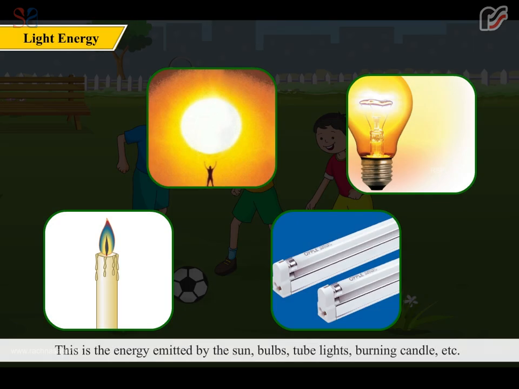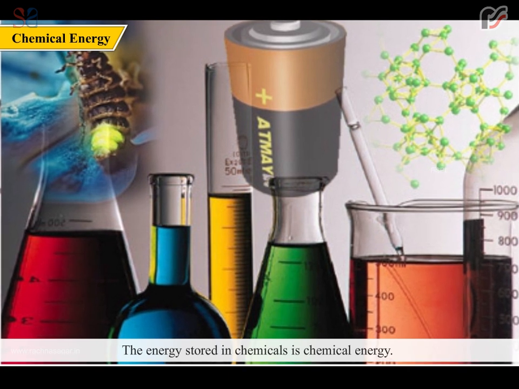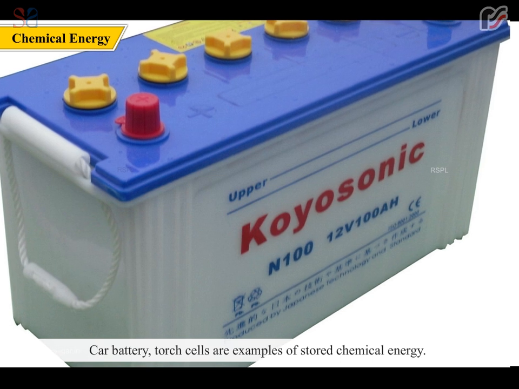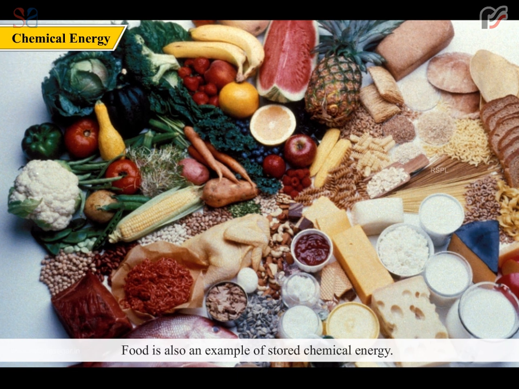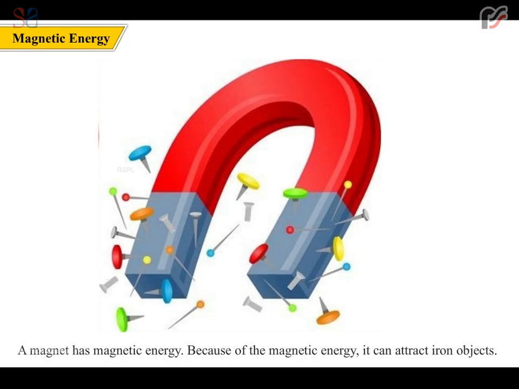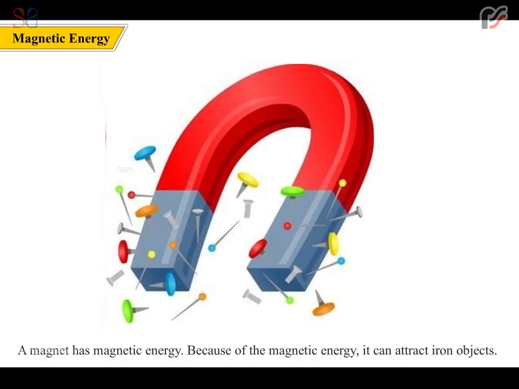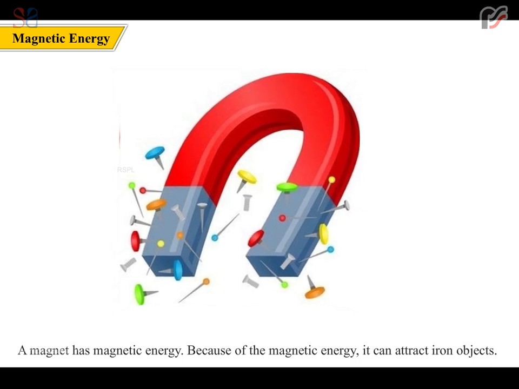Light energy. This is the energy emitted by the sun, bulbs, tube lights, burning candle, etc. Because of this form of energy, we are able to see. Chemical energy. The energy stored in chemicals is chemical energy. Car battery, dry cells are examples of stored chemical energy. Food is also an example of stored chemical energy. Magnetic energy. A magnet has magnetic energy. Because of the magnetic energy, it can attract iron objects.